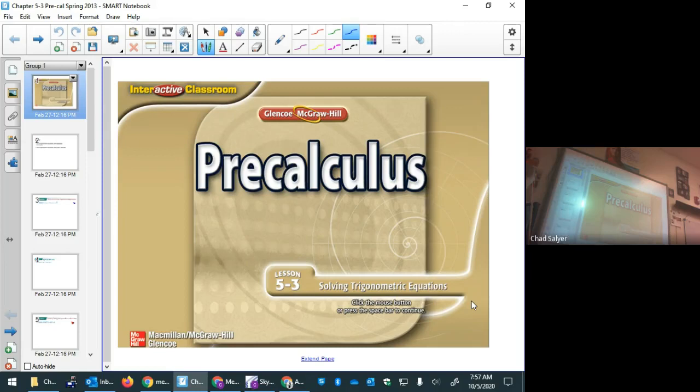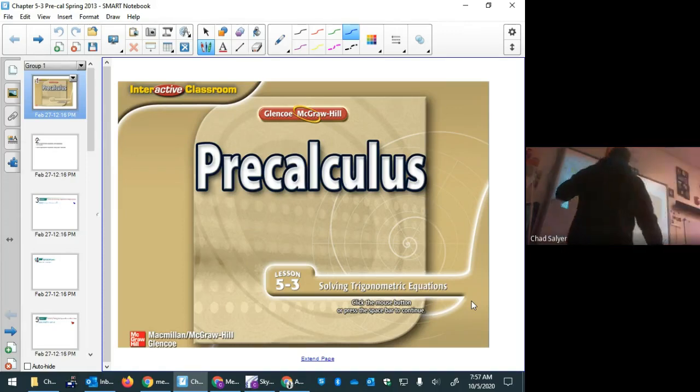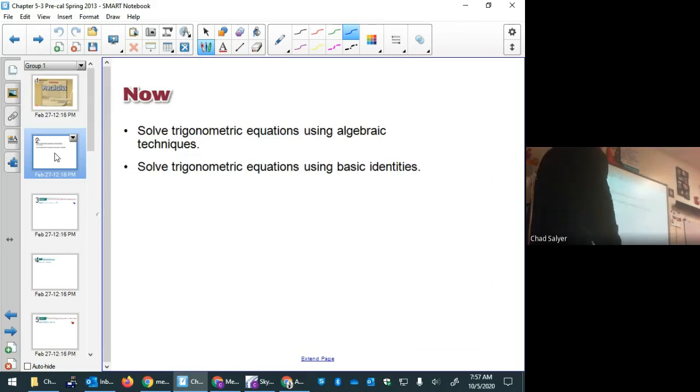So if there's one solution, you see how there must be infinite. So we're going to be describing those infinite solutions in terms of the period of the function. So that's a little bit new, but it's pretty straightforward once you see it. We're going to solve them using algebraic techniques, and we're going to apply some identities.